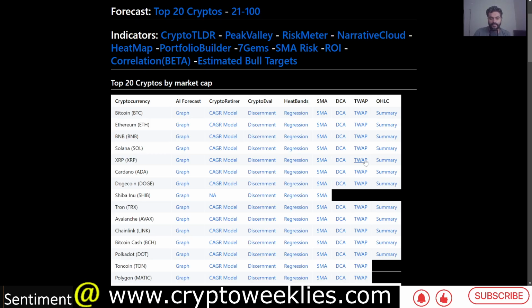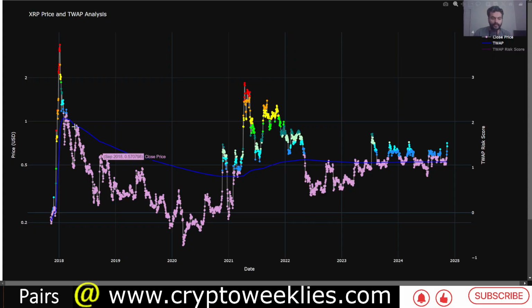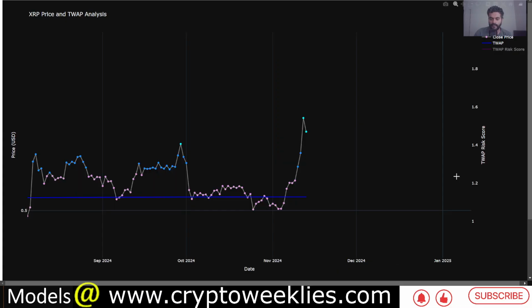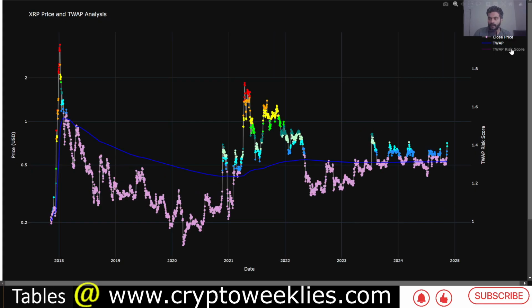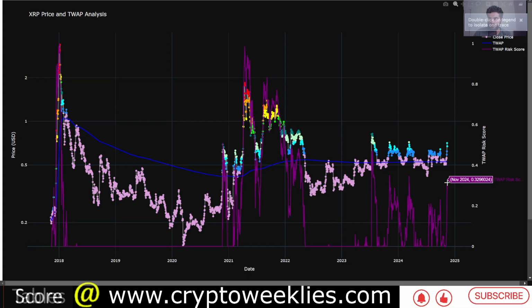And last but not the least is the time weighted average price model. It takes into consideration how the price is doing with respect to the time weighted average price, how far overvalued or undervalued the price is with respect to it, and based on that we can see that right now the time weighted average price is around 52 cents, representing a risk, in terms of between 0 and 1, at around 32%.